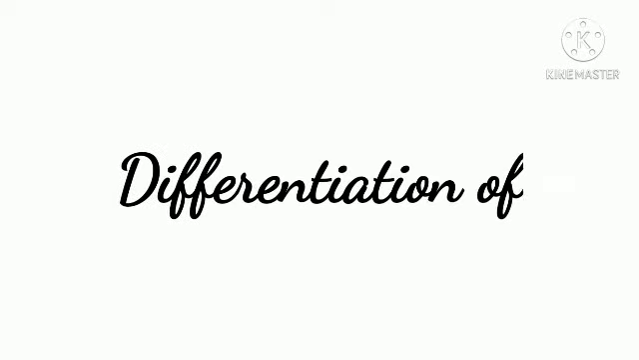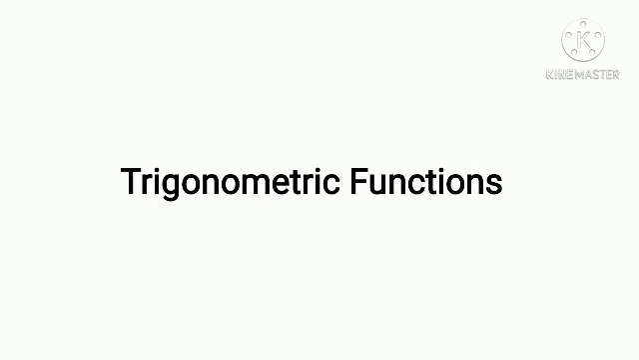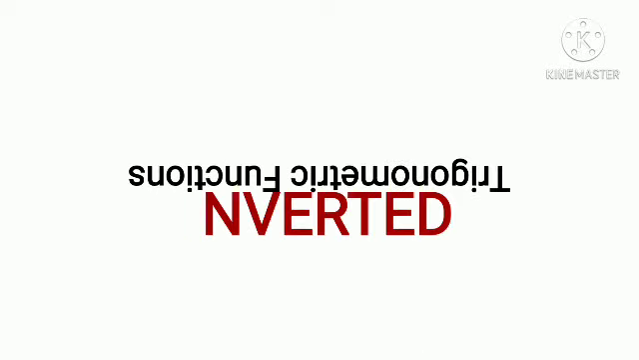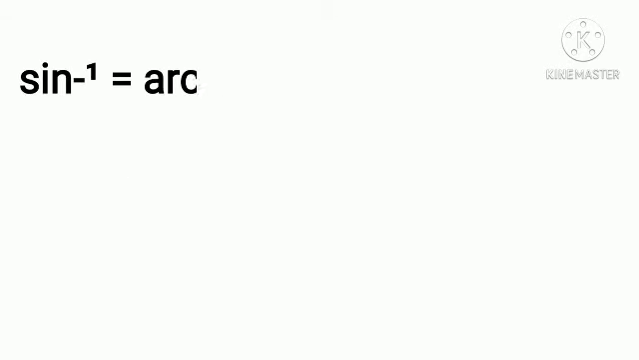For the fourth lesson, we're going to have the differentiation of inverse trigonometric functions. Just like the 6 trigonometric functions, we just have the inverses, written as sine raised to negative 1, or we could pronounce it as arcsine, arccosine, arctangent, arccotangent, arcsecant, and arccosecant.